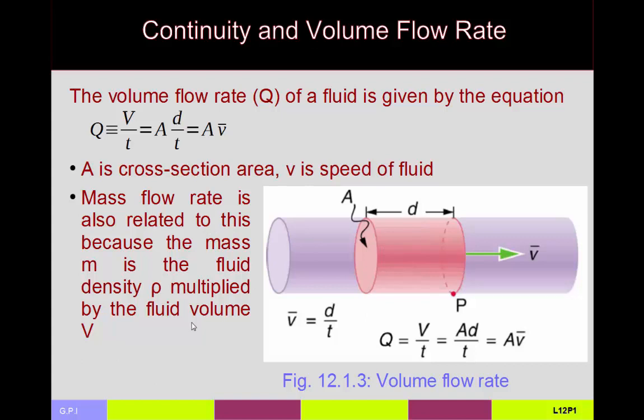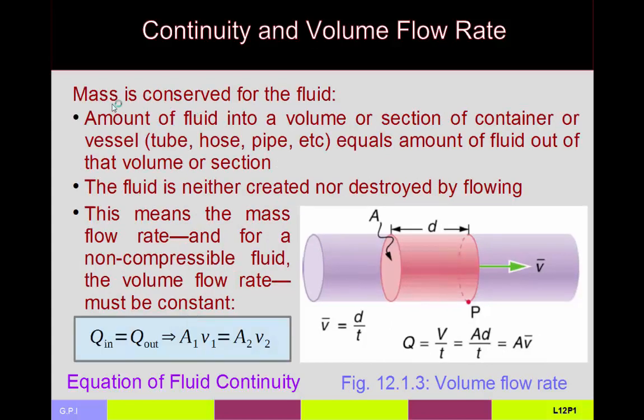Now, what this volume flow rate is going to do for us is relatively simple. Mass tends to be conserved for a given fluid. Conservation of mass is a conservation law that's generally obeyed in classical physics. It may be violated by things like special relativity or nuclear reactions, this kind of thing. But in classical physics, mass is conserved. And fluid usually is acting in the classical regime, which means that the amount of fluid that goes into a volume or section of container has to equal the amount of fluid which comes out of that volume. In other words, fluid is not created or destroyed as it flows through some section of a container or a pipe or what have you.